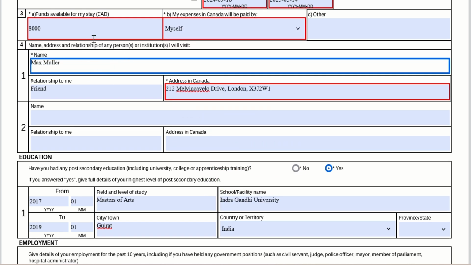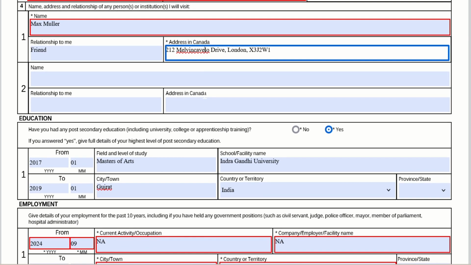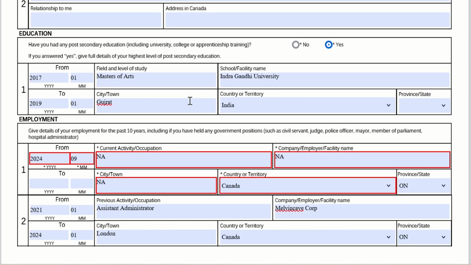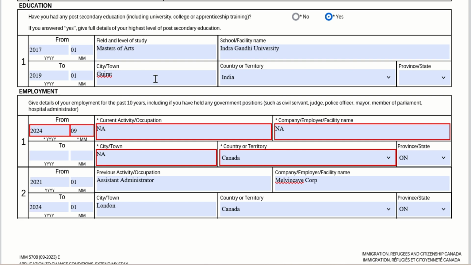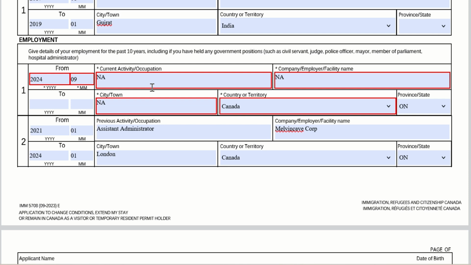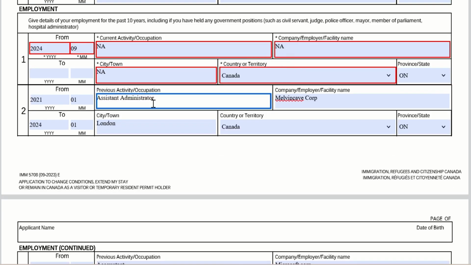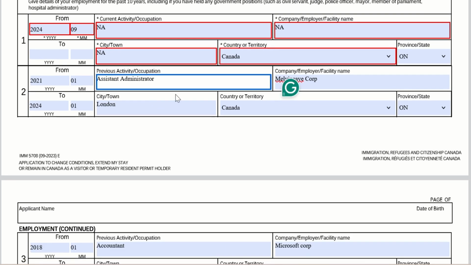We just have to give some information about a person or an institution that you are in contact with. So I put my friend's name here and his address. This is general information again. Where did you study? And currently are you working? So I'm not currently working. I have put not applicable. Then you have the previous activity here.